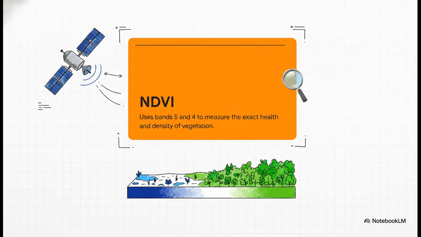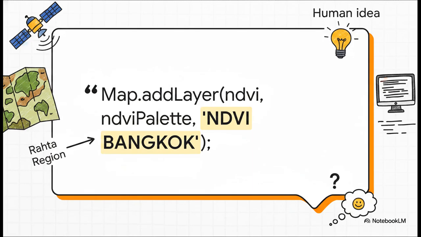The code grades the plant life on a scale from -1 to 1 and uses a visual palette of blue, white, and green so we can literally see the foliage density from space. I absolutely love this next part because we get a fun little glimpse behind the curtain of the code itself. The exact line of JavaScript reads map.addLayer, NDVI, NDVI palette, and then the label NDVI Bangkok.